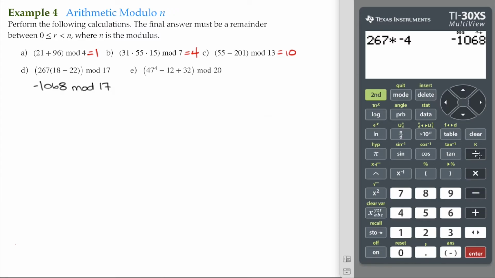I'll divide this by 17. Again, we round our quotient down to the nearest integer. So this is going to become negative 63. So I do negative 63 times 17. That's negative 1,071. So we're going to have a remainder of 3.